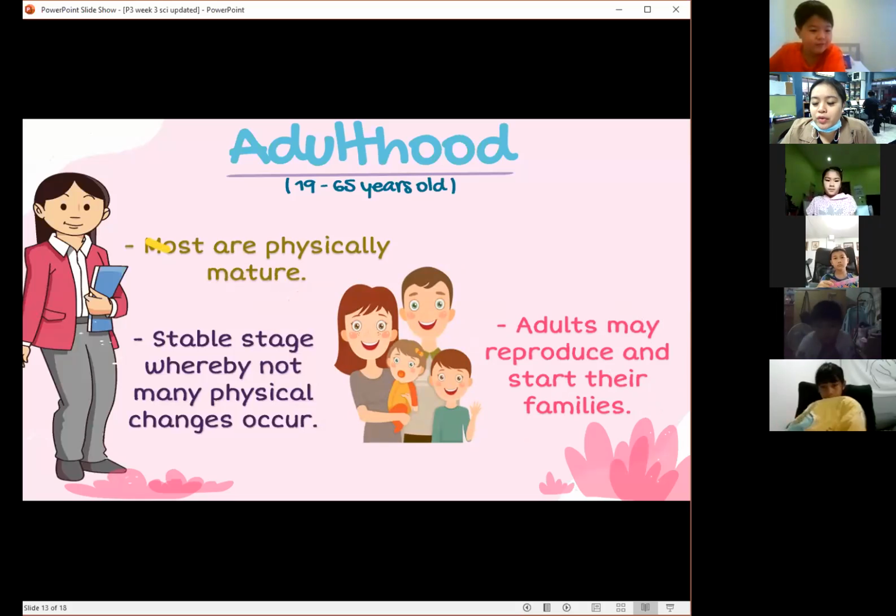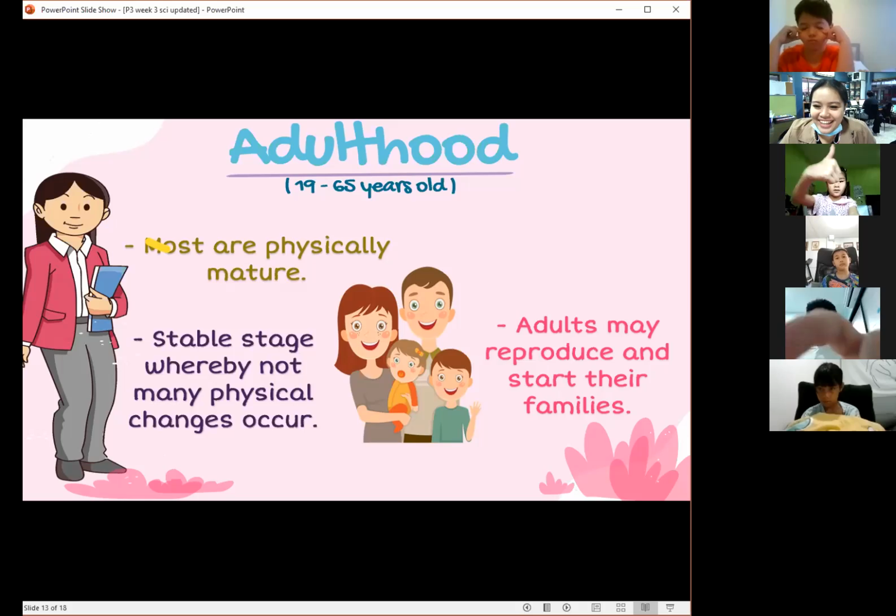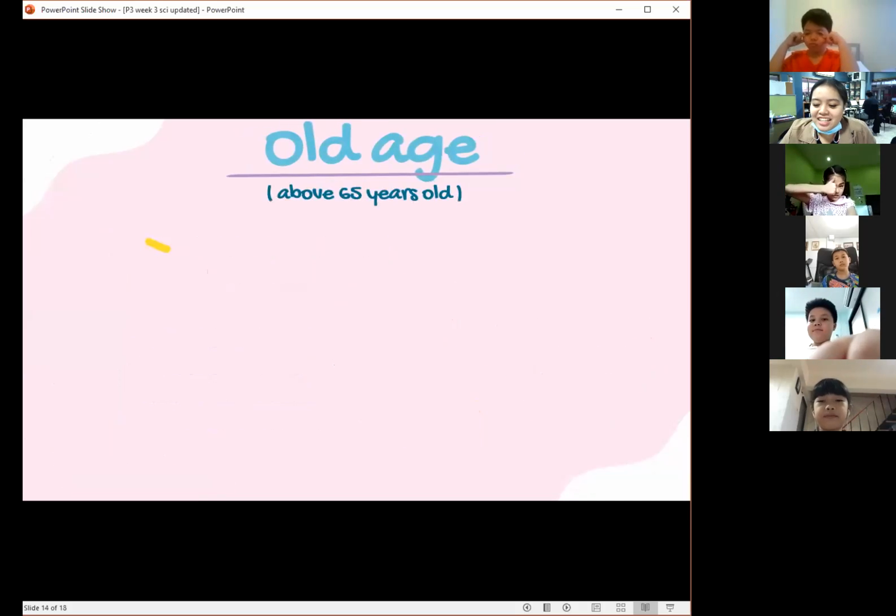Just like you already have your families because your mom and your dad are already in adulthood stage. They are in stable stage. They can support you. That's why they can produce families. Understand? Okay. And the last stage is the, what's the last stage?